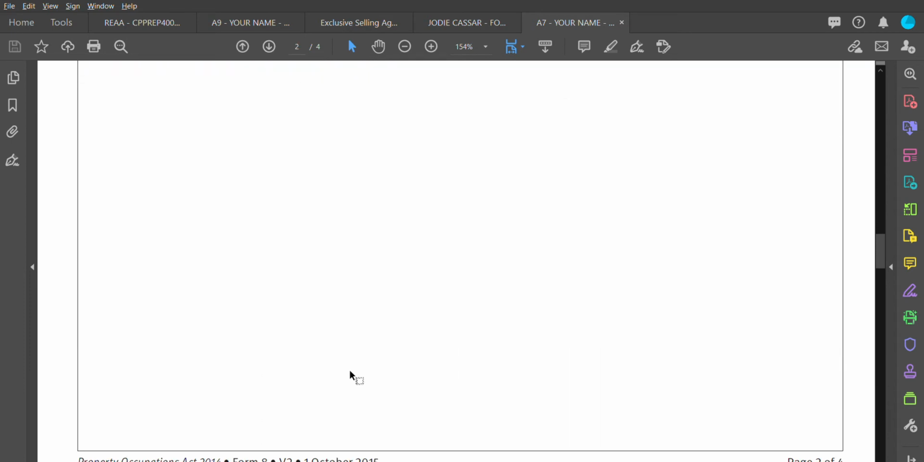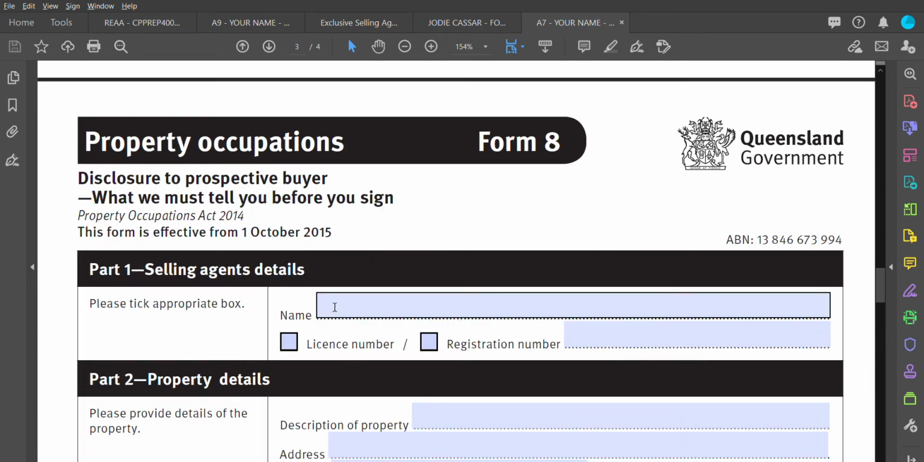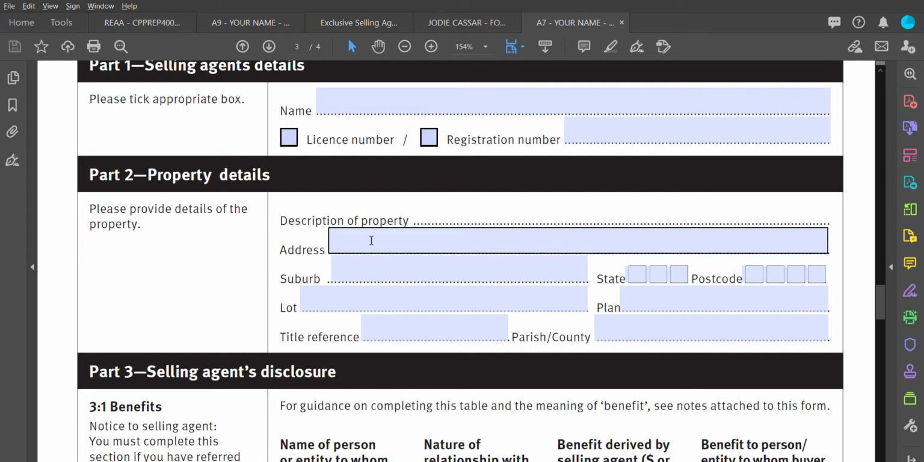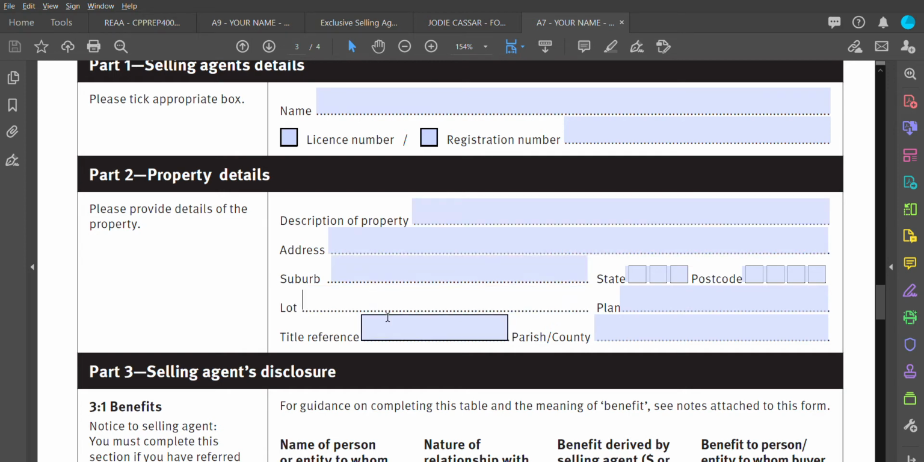So if we scroll through to part 1, this is simply the selling agent's details. For the purpose of the exercise, you can assume that you are the selling agent, so your name would go into where it says name in part 1. Then following on, part 2 is the property details, and this is the property that the buyer is purchasing. So we put the description, the address, suburb, lot numbers, title reference, etc., all the relevant information to the property that the buyer is going to be purchasing.